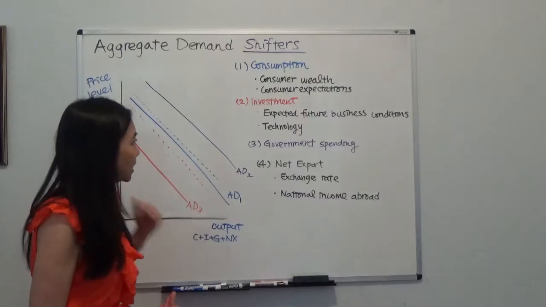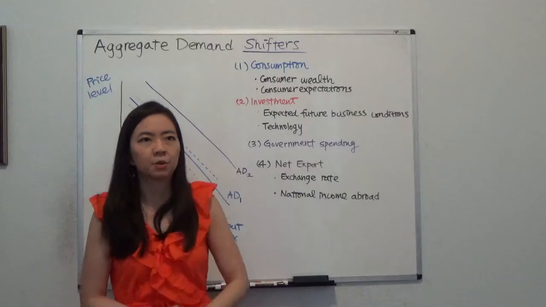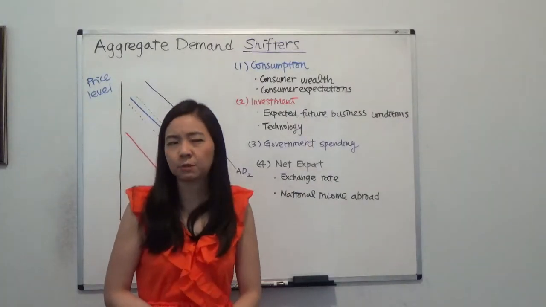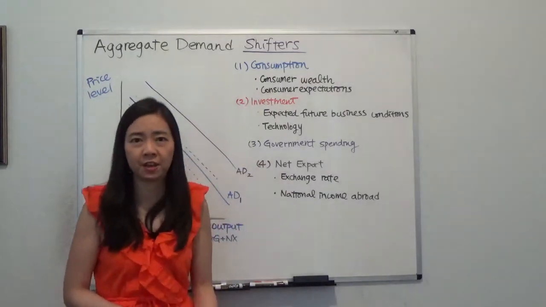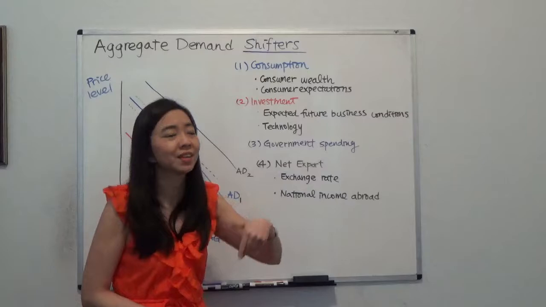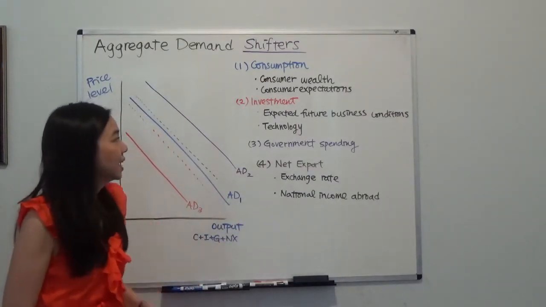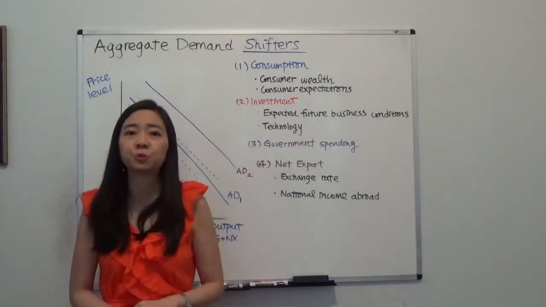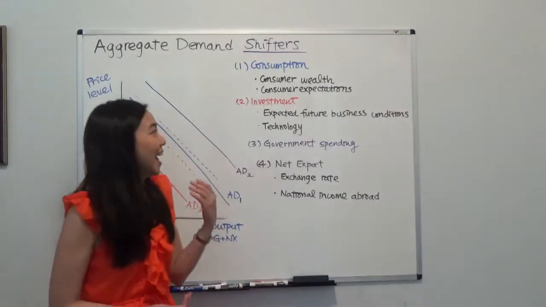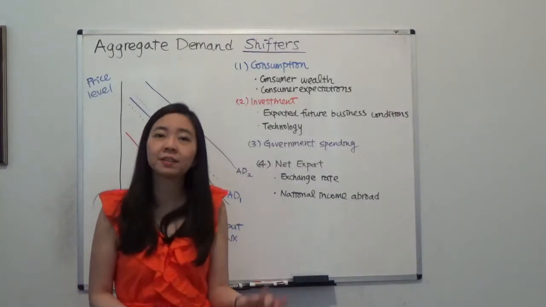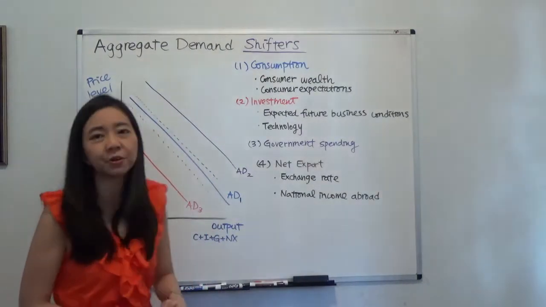And investment. So think about firms. If you think, hey, in the future, probably the economy is bad and not many people are going to buy my goods, then you're going to cut back your investment. Then your investment is going to go down, and that is going to shift your aggregate demand curve to the left, for example. And also technology. Technology improvement is going to cause our firms to become more productive. And therefore, if there's a technology improvement, that is going to cause investment to go up, shifting our aggregate demand curve to the right.